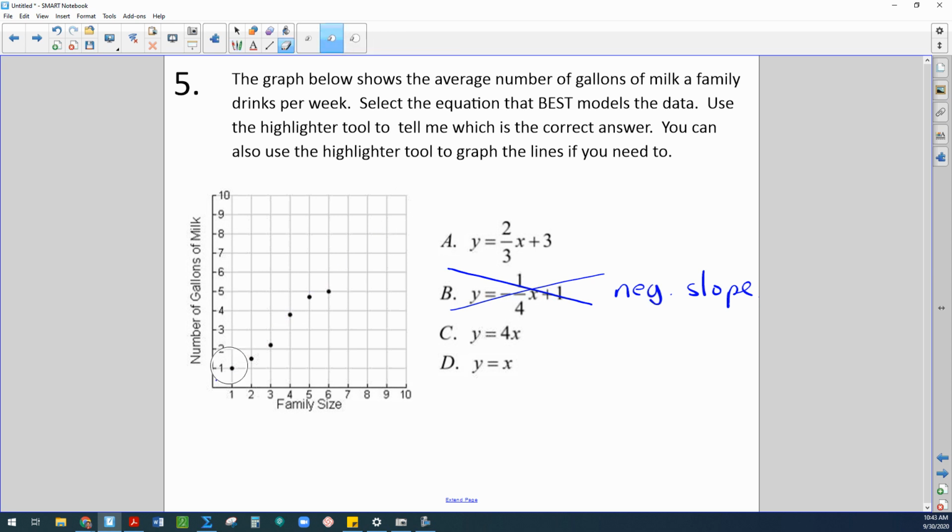If I look to see if there's anything else obvious that I can work with, it appears that for A, the y-intercept is 3, which is a little bit high. And I can graph it. I can graph the slope of 2/3, so up 2 boxes over 3 boxes. And that's not a good line of fit because everything on that line is above my set of data.